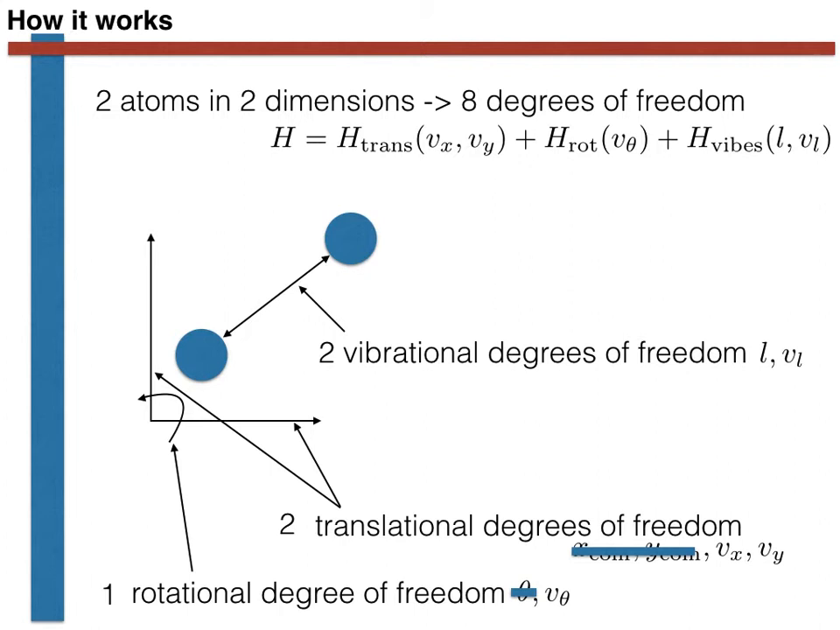So in general, an n-atom molecule in 3-dimensional space will have 6n minus 6 degrees of freedom in total. Within the Hamiltonian for such a molecule, there will be 3 parameters for the translational degrees of freedom of the center of mass, 3 parameters for the rotational degrees of freedom, and 6n minus 12 parameters for the vibrational degrees of freedom.